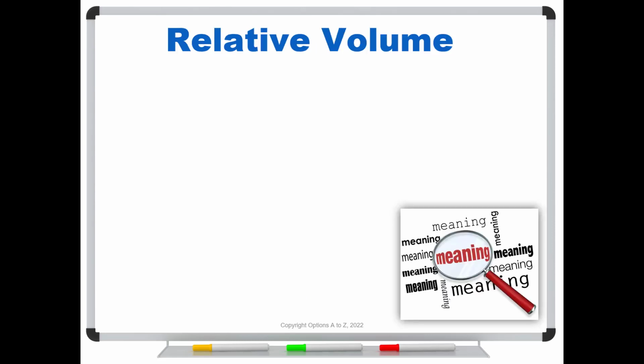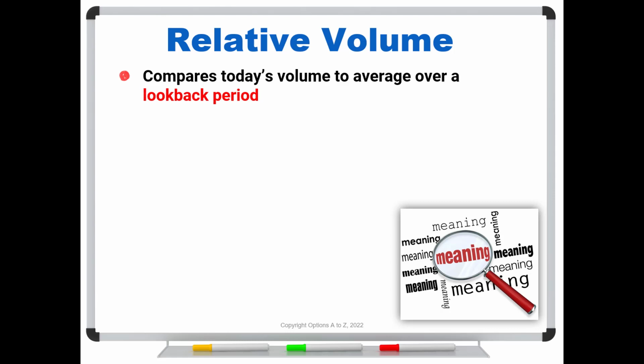So let's start with relative volume. What it does is it's actually a fairly simple calculation. It just compares today's volume to an average over what's called a look-back period. This is what the technicians call it in the technical world when you go back, let's say 30 days or 50 days to calculate, let's say, an average. That's called the look-back period.